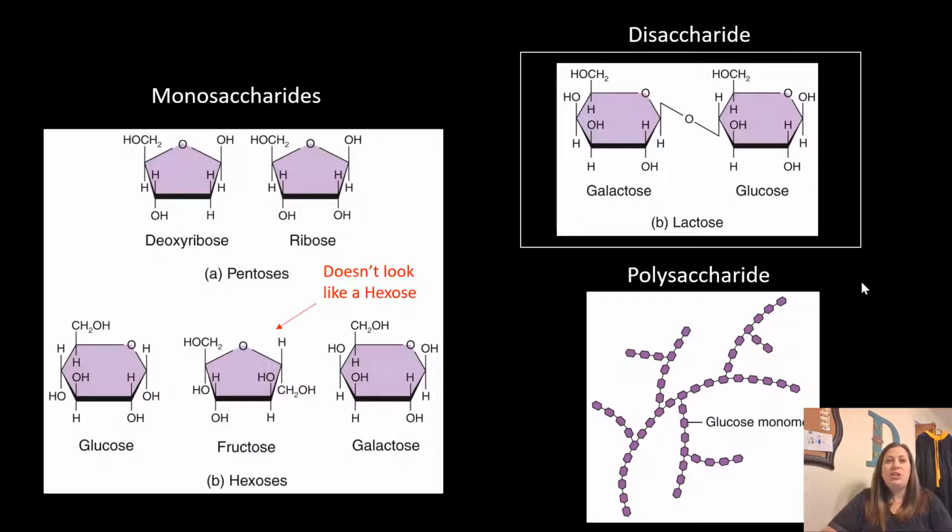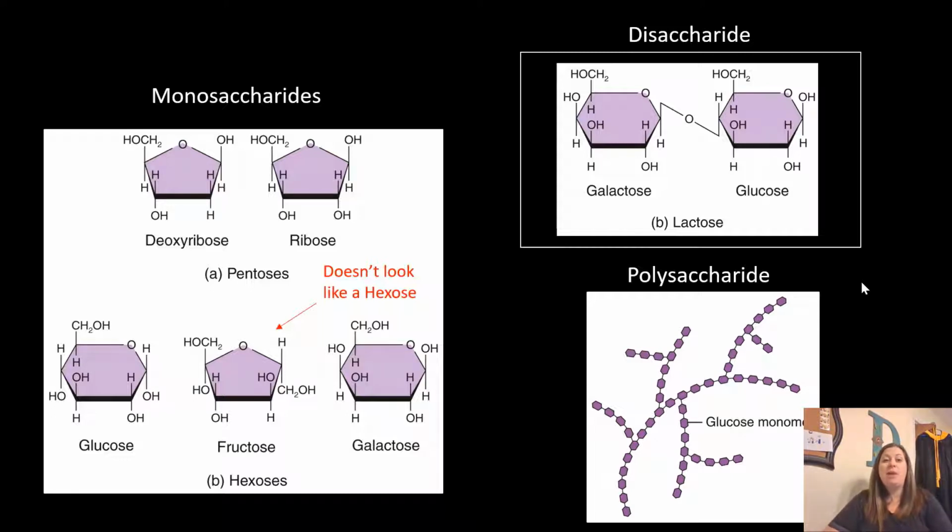So here's just an example. We see those monosaccharides. Monosaccharides have the pentose, and you can see that they have a pentagon shape. We then have the hexose. Now, this middle one, fructose, doesn't look like a hexose sugar because it still has a pentagon shape, but it does have 6 carbons present.